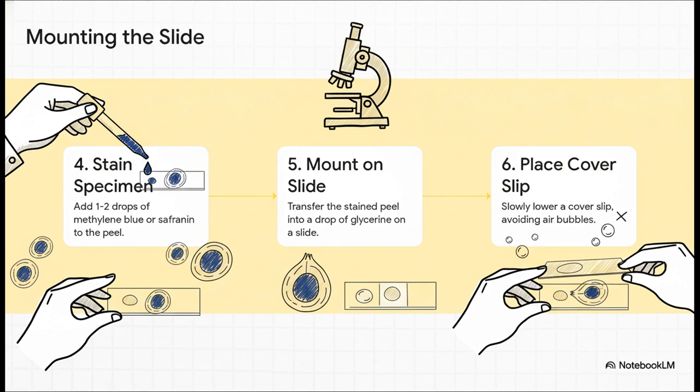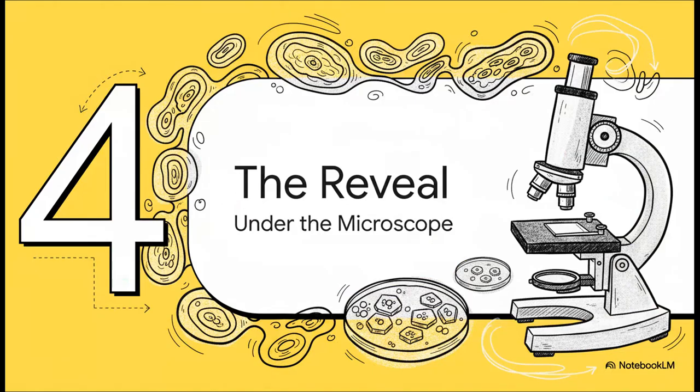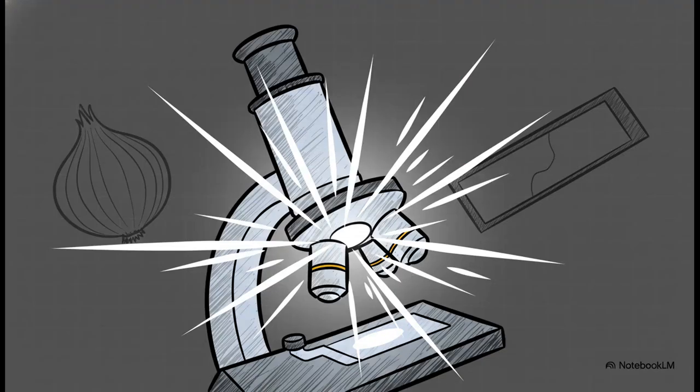So after a couple minutes, we move the peel onto a clean slide with a drop of glycerin that helps keep it preserved, and then very, very carefully, we lower a cover slip on top, trying our best to avoid any of those annoying air bubbles. Okay, all that prep work, it all comes down to this moment. The slide is ready, the microscope is in focus, it is time for the big reveal. So, are you ready to see what's been hiding inside that onion this whole time?